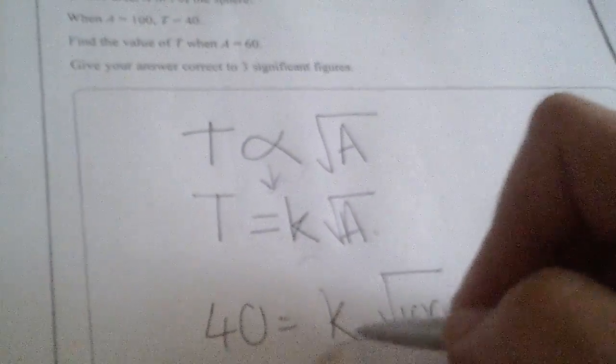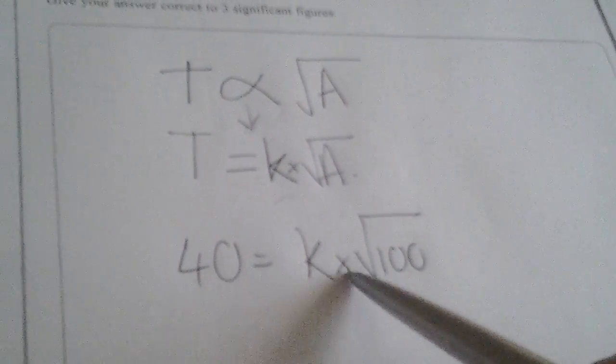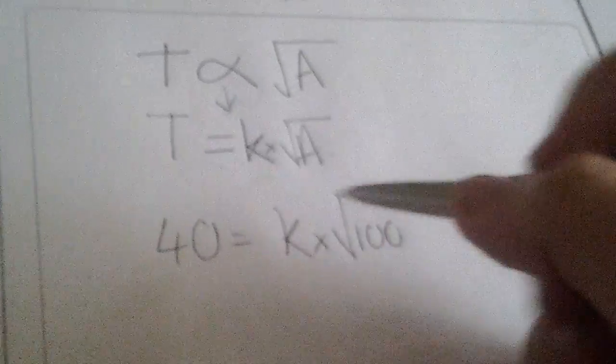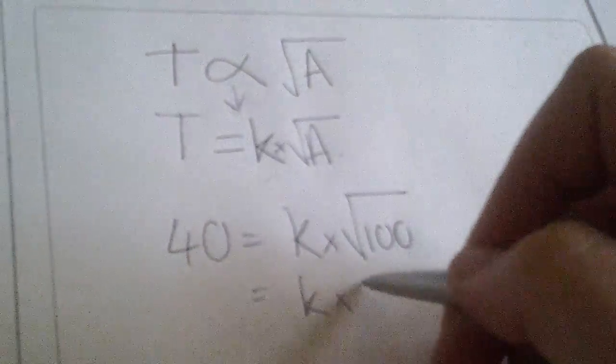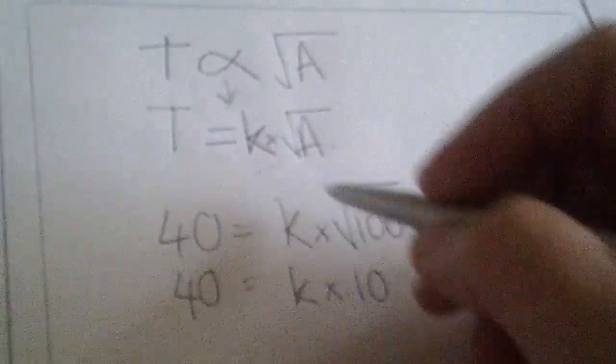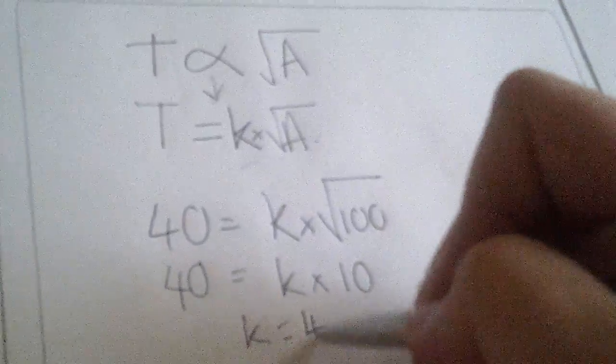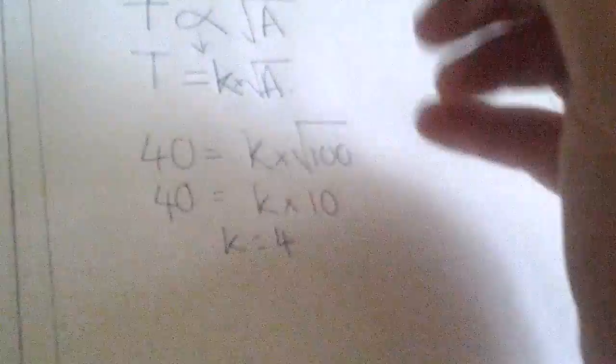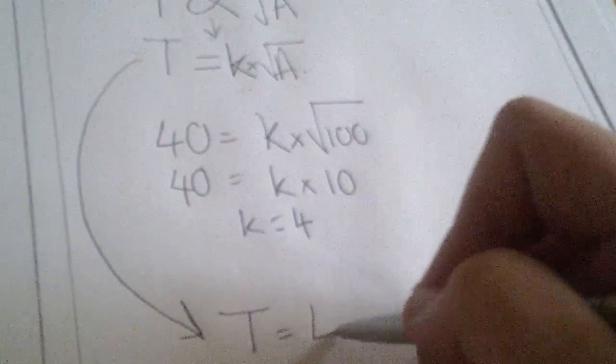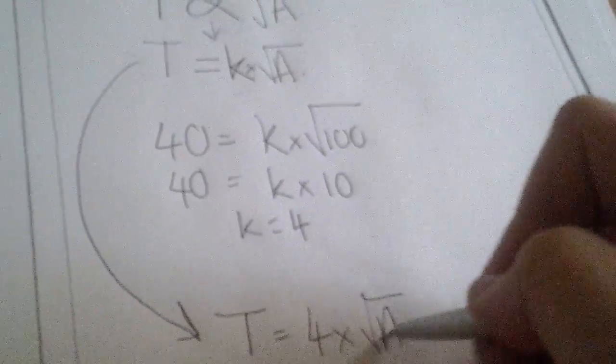So we're going to put in the two values I know. I know that when t is 40, a is 100. So when a is 100, k times the square root of 100 is 40. I know the square root of 100 is 10. So that means that this k has to be worth 4, otherwise the equation won't work. So I can change this rule into being t equals 4 times root a. I can now work out what they wanted me to.